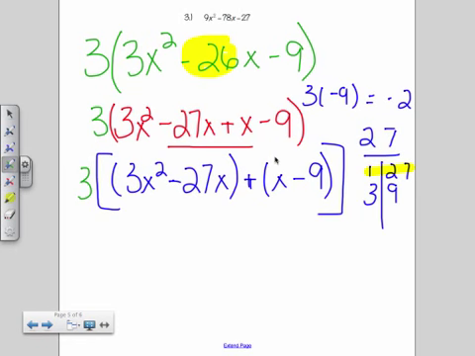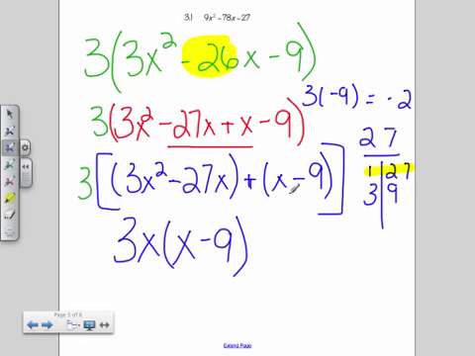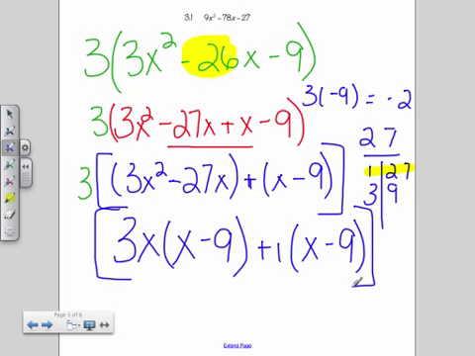Then I'm going to factor out a GCF in each set of values right here. So 3x squared minus 27x has a 3x in common, so I'm going to factor out my 3x. And I end up getting x minus 9. And then x minus 9 really only has a 1 in common, so I'm going to factor out a 1. And then I get x minus 9 right here. Don't forget your large set of brackets with your GCF out in front.